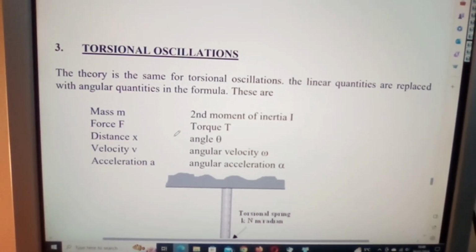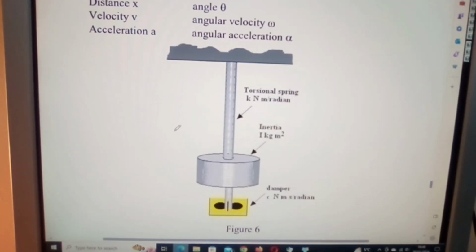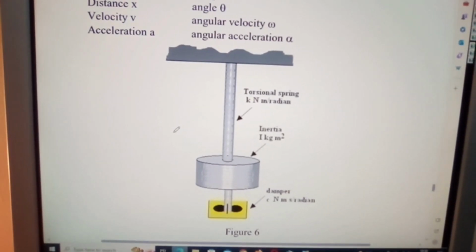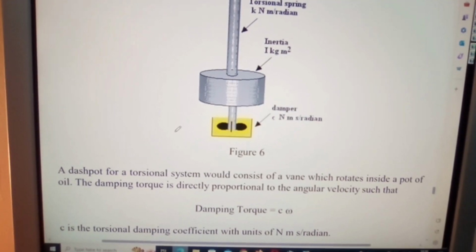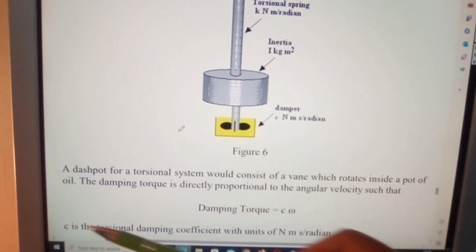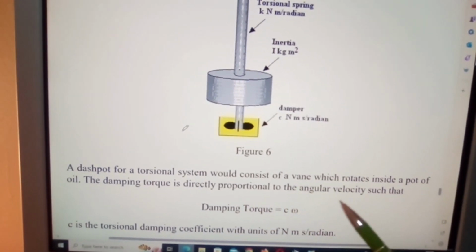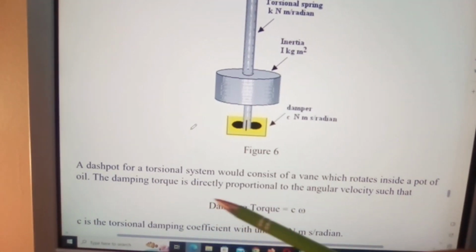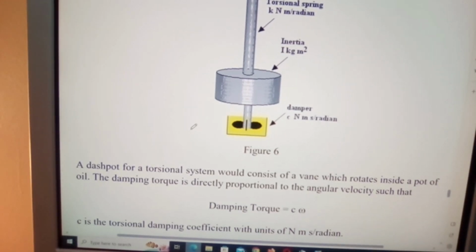And here's our torsional spring. That's what it looks like. And here's your damper, your dashpot. A dashpot for a torsional system would consist of a vane which rotates inside a pot of oil. The damping torque is directly proportional to the angular velocity, such that damping torque equals C omega.